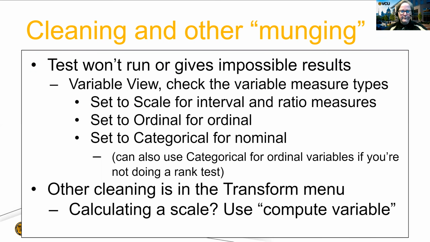So if the variable measure types aren't set, that's usually the thing that causes tests to bark the most. The other most common, almost all of the cleaning approaches are in the transform menu. The most common one that I know of is if you're calculating a scale, that is to say, you've got responses to all of the questions in the Beck Depression inventory, and you need to calculate the total score for the Beck Depression inventory, but it's not there, just the individual questions. The compute variable under the transform menu is where you want to do that. So those are the 2 most common cleaning questions that I get.